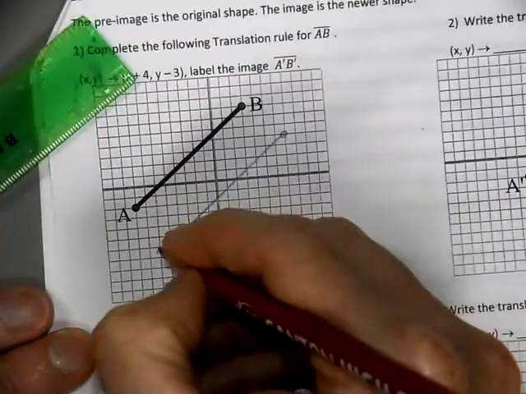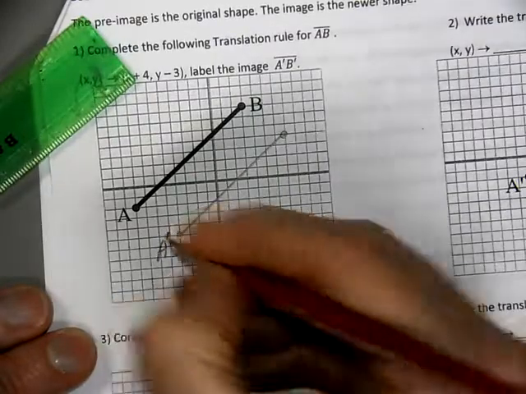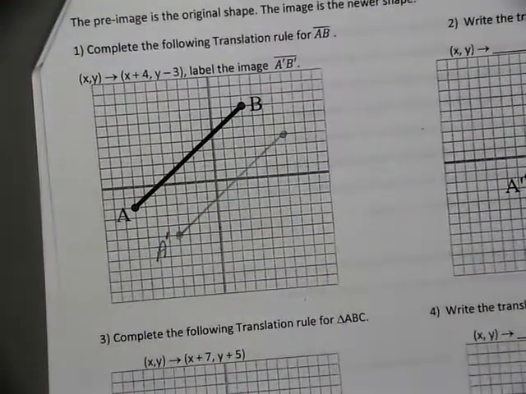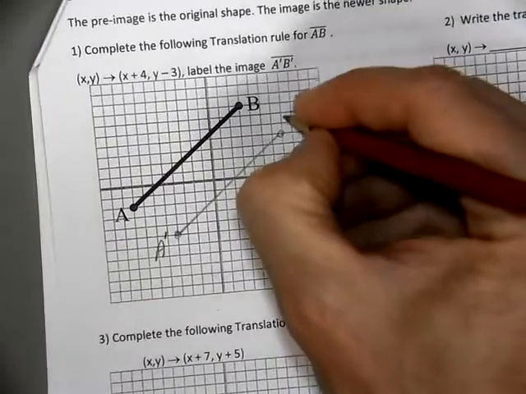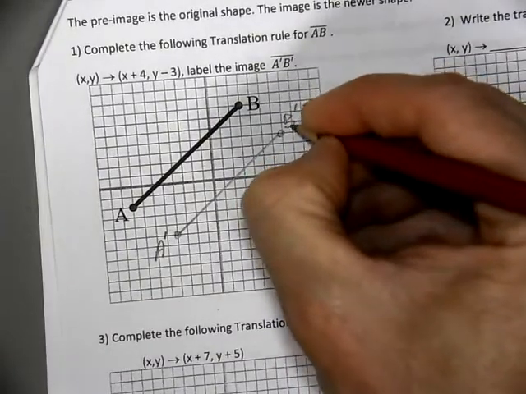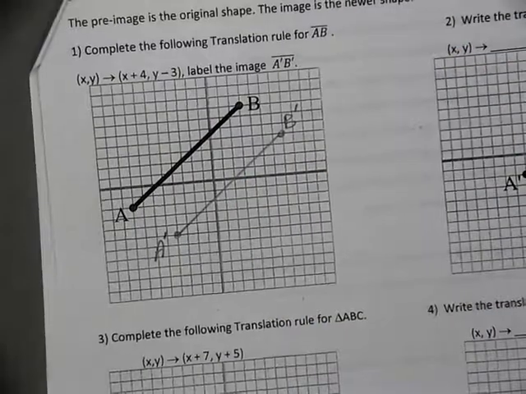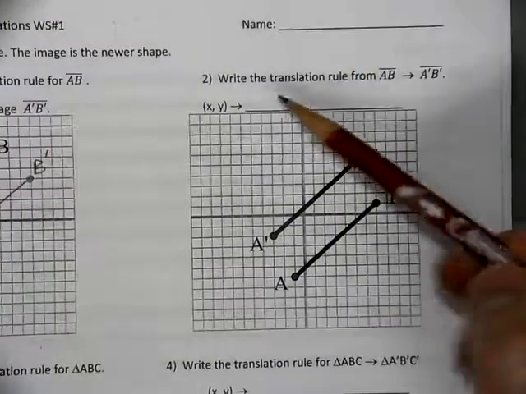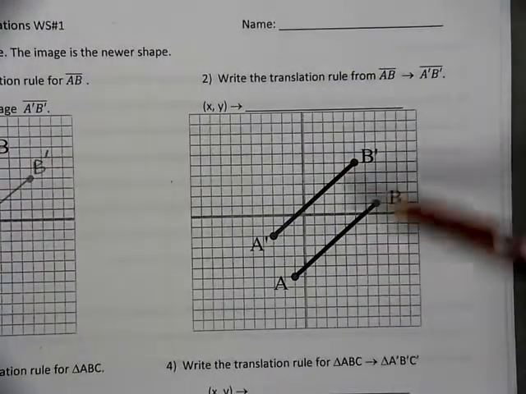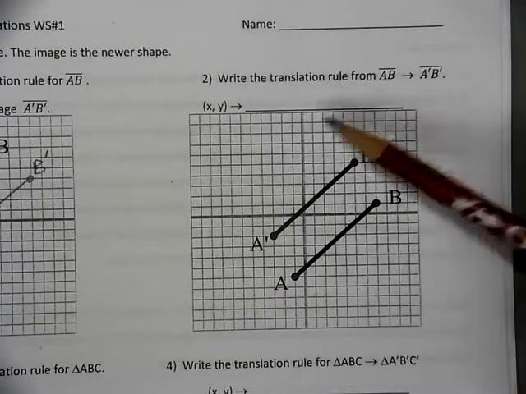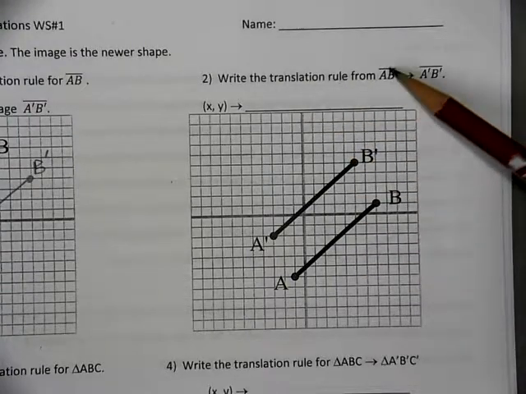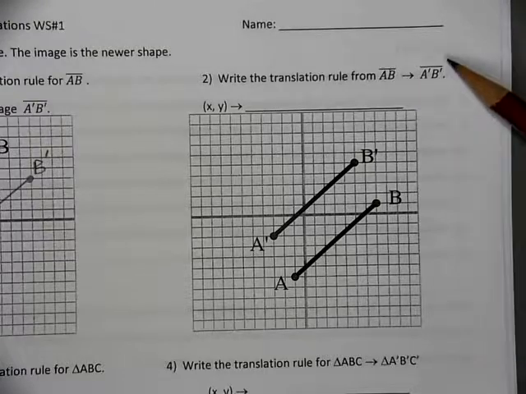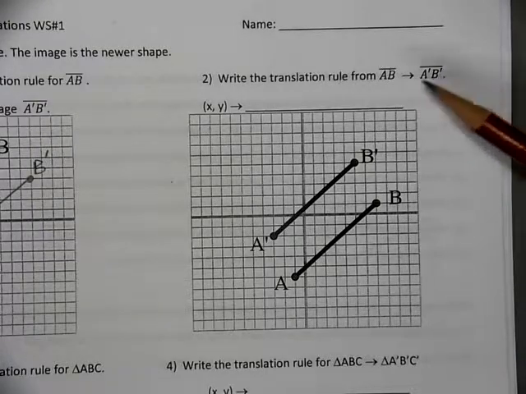Now when we label that, we want to call it A prime because that's the new shape. It's called the image. And B prime. This time we see what the translation is. We're going to write the rule for it. What's taking segment AB over to segment A prime, B prime?